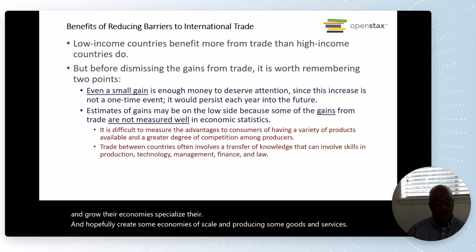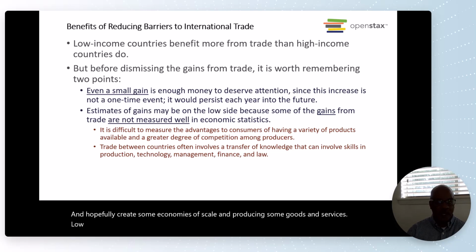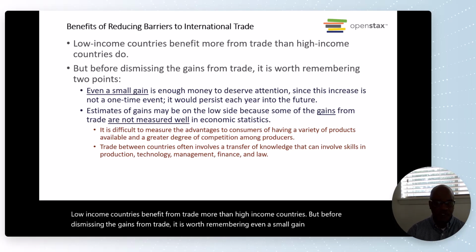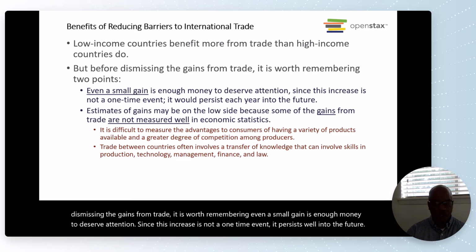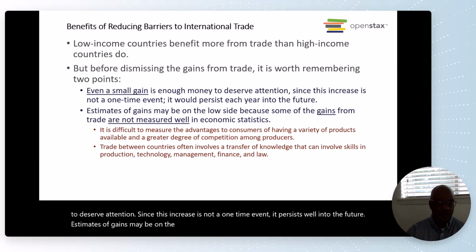Low income countries benefit from trade more than high income countries. But before dismissing the gains from trade, it is worth remembering even a small gain is enough money to deserve attention, since this increase is not a one time event. It persists well into the future. Estimates of gains may be on the low side because some of the gains from trade are not measured well.